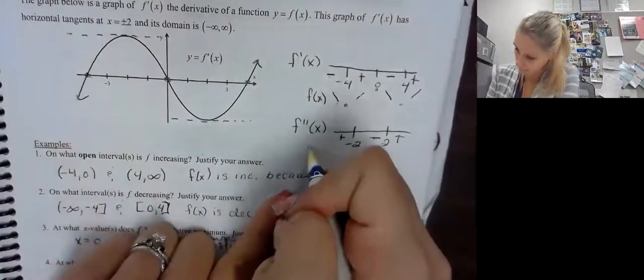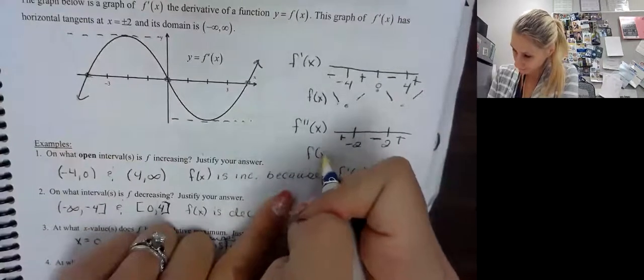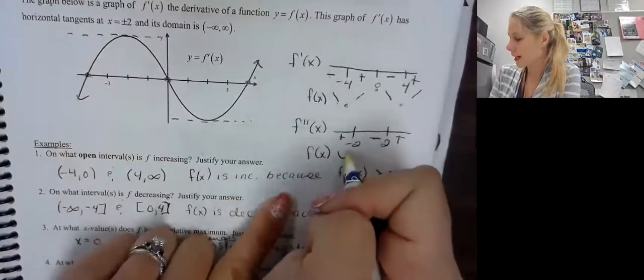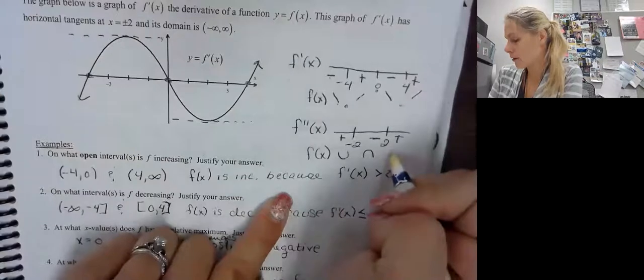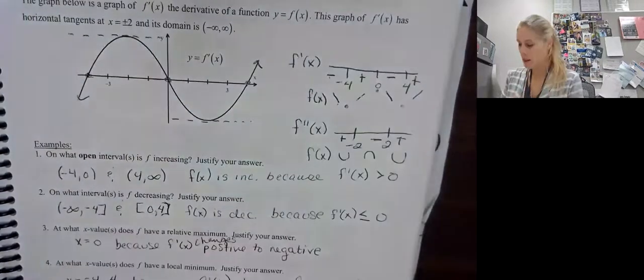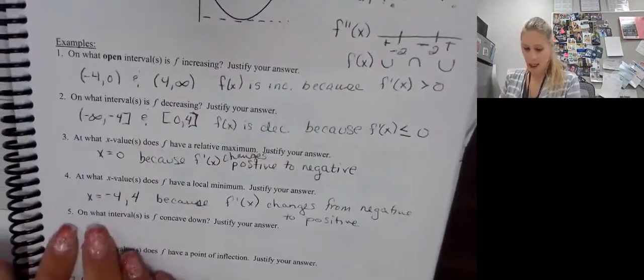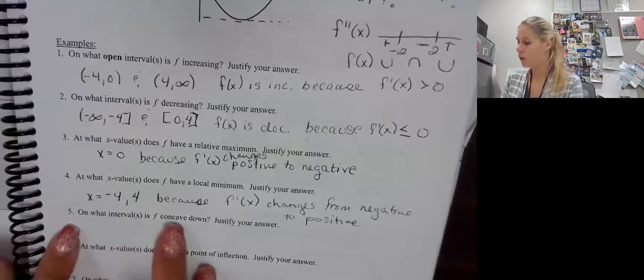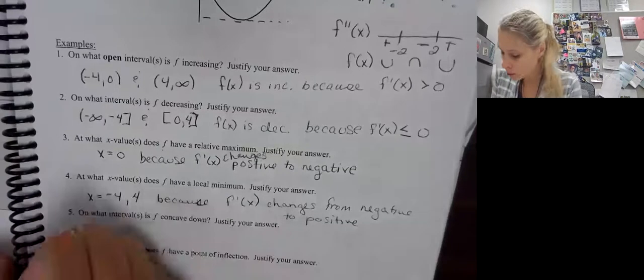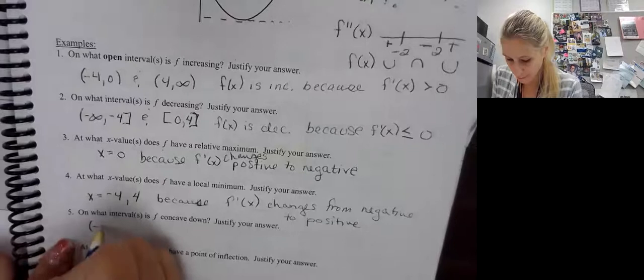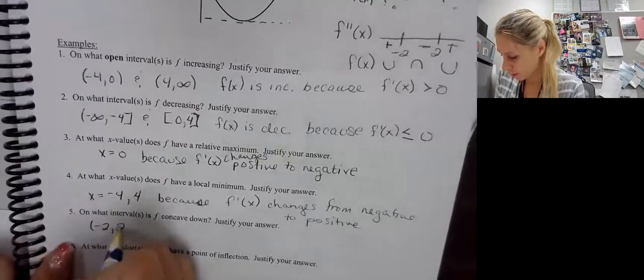So what does that mean about f of x? It means it's concave up, concave down, concave up. So when we go back here, we say on what intervals is it concave down? Well, we're on the interval from -2 to 2.